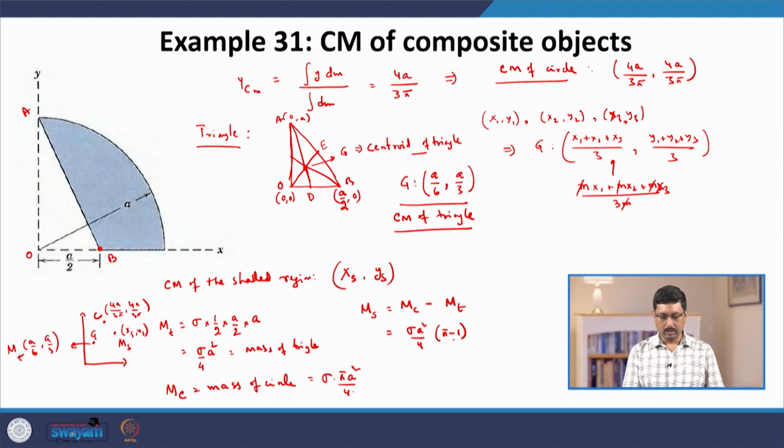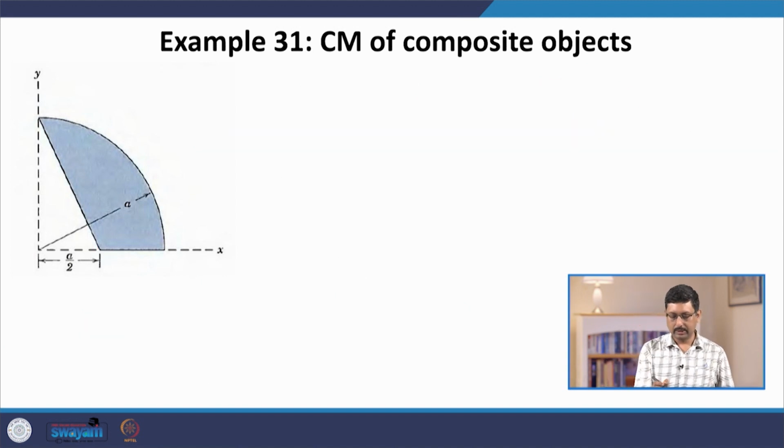So, now we have to calculate the center of mass location. Again, we are going to use this definition. This is the center of mass of the triangle, this is the center of mass of the shaded region, and this is the center of mass of the circle.